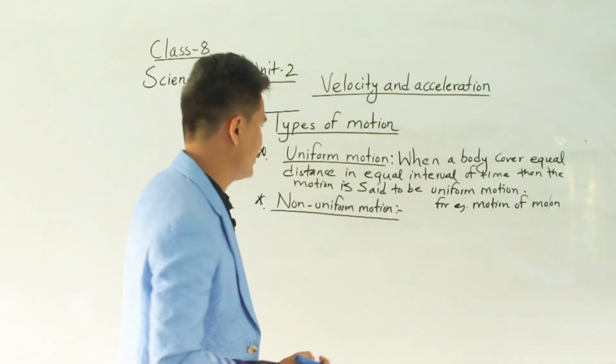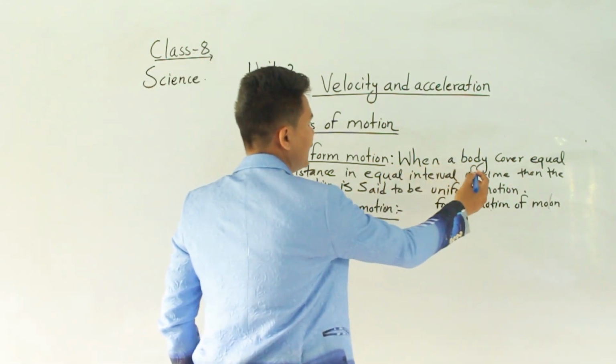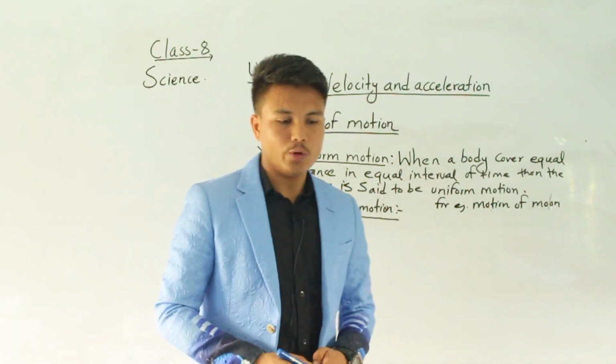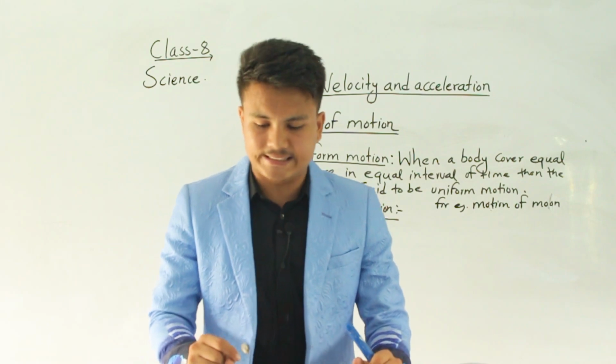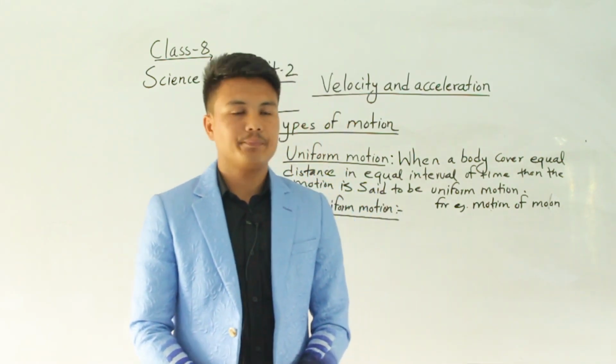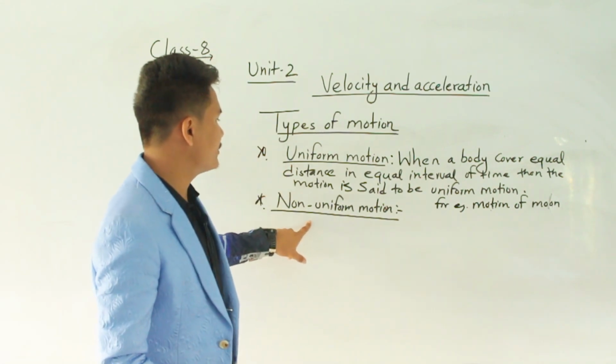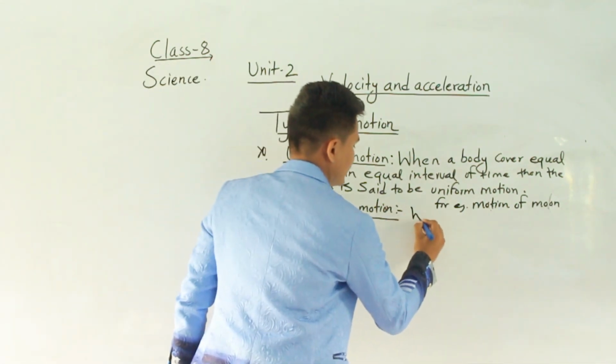So what is non-uniform motion? Okay, when a body covers unequal distance in equal interval of time, the distance is unequal. In non-uniform motion, what happens? It is unequal. Let's write down the definition.